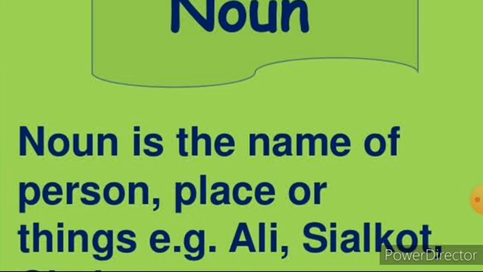A noun is a part of speech that identifies a person, a place, an animal or a thing. In short form, we can identify this as a naming word. So, noun is known as the naming word. It's the name of a person, place, animal or thing.